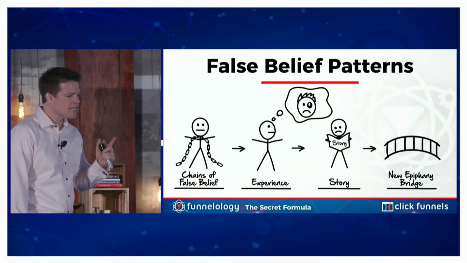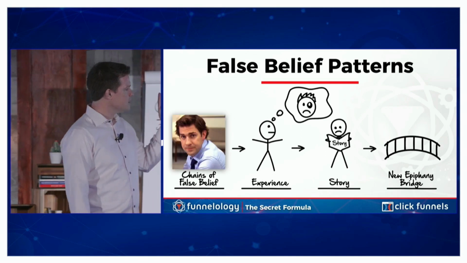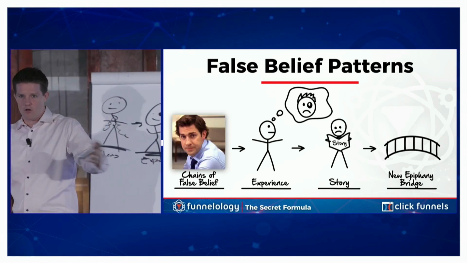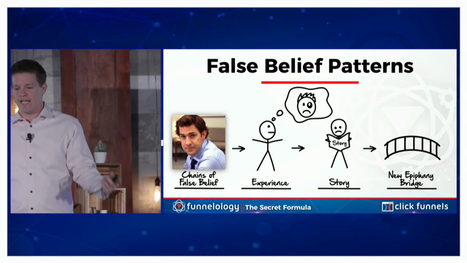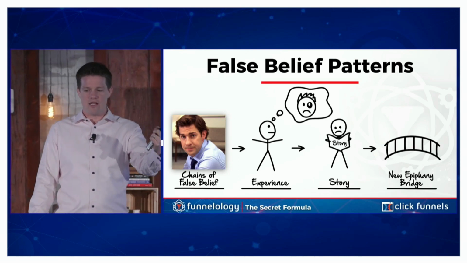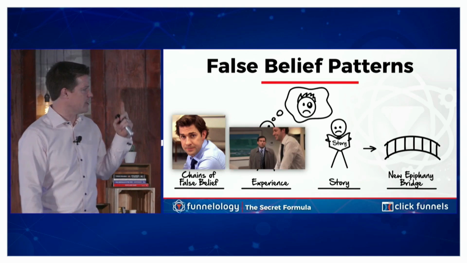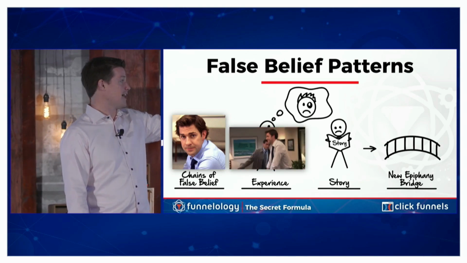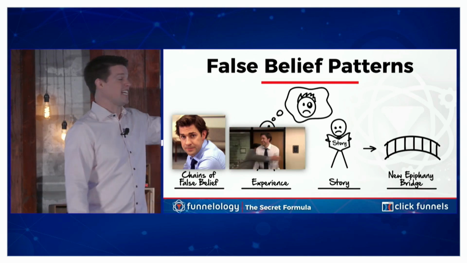Now, the first thing I think about is, what's the chain of false belief that Jim already has? He doesn't believe network marketing is the right vehicle to make money for some reason. So I think he believes it's not right. Why does he believe that? What's the experience he has? Think about that. Maybe it's because Michael Scott tackled him and tried to pitch him on something. This is the experience: I had this bad experience, that's why I believe this.